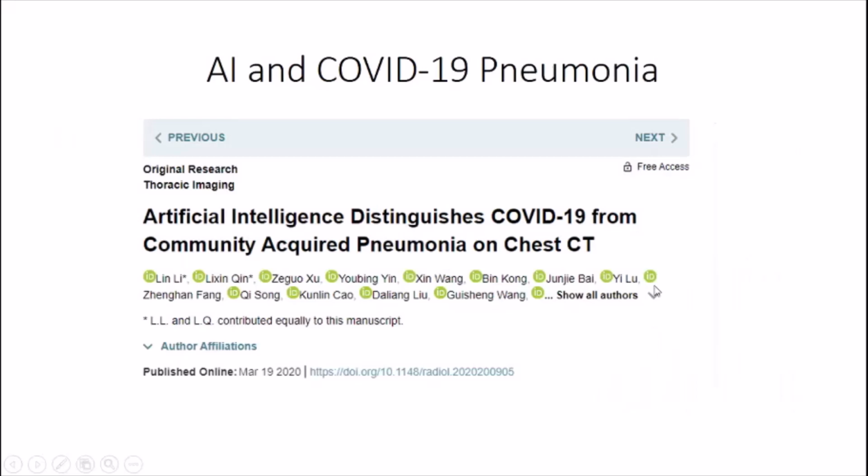So next is the hot topic now. If you open any news outlet or the TV, they will talk about artificial intelligence and its role in diagnosing COVID-19. It's the hype now. And in this study published in Radiology also, they found that their AI algorithm can distinguish COVID-19 from other pneumonias, which is quite an improvement.